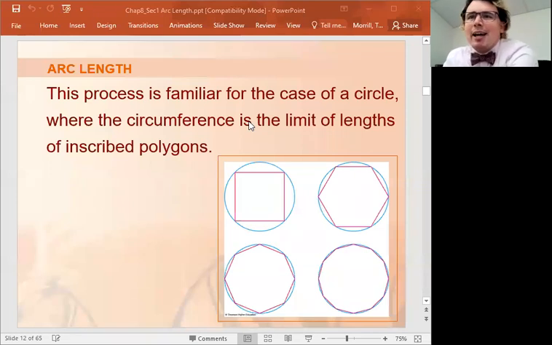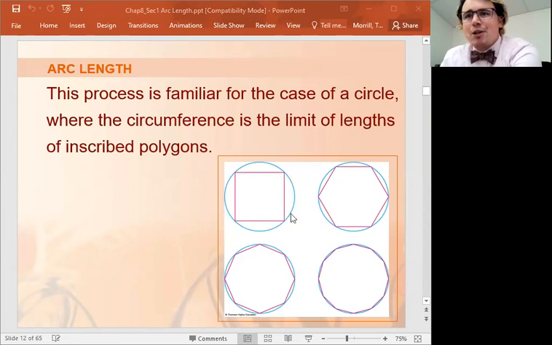So if I can approximate the length of my circumference here with a finite number of line segments, then all I have to do is add up the lengths of the different line segments together.